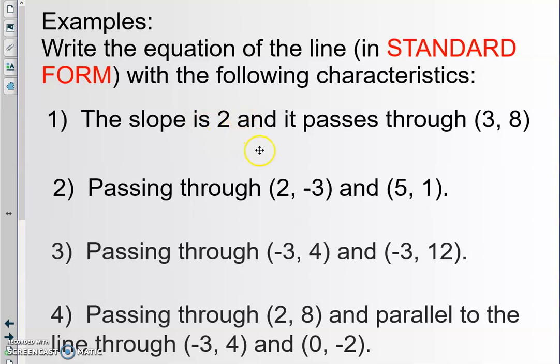Hey, welcome back. I hope you did the work. Here's the answer to number 1. Again, this is in standard form. I had to do quite a bit of work to get here. Make sure you show your work. Here's the answer for 2.